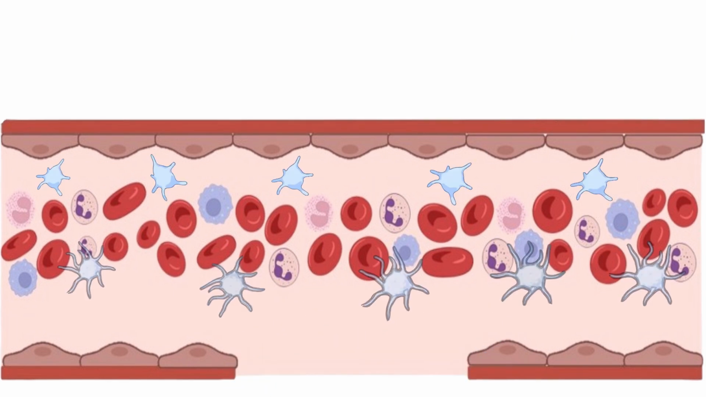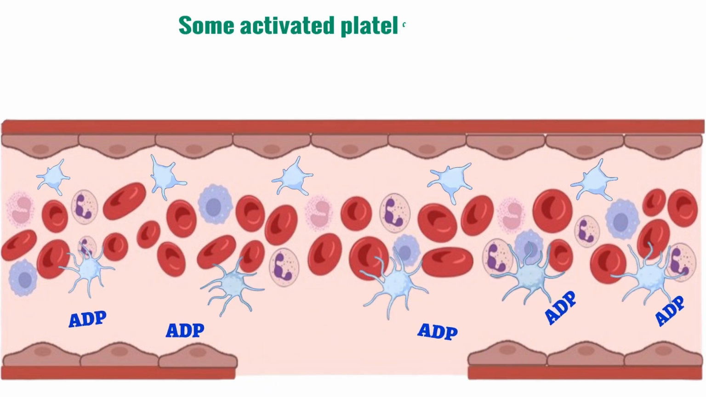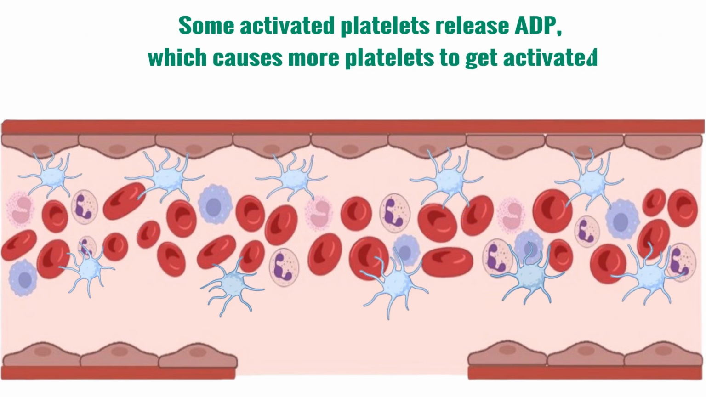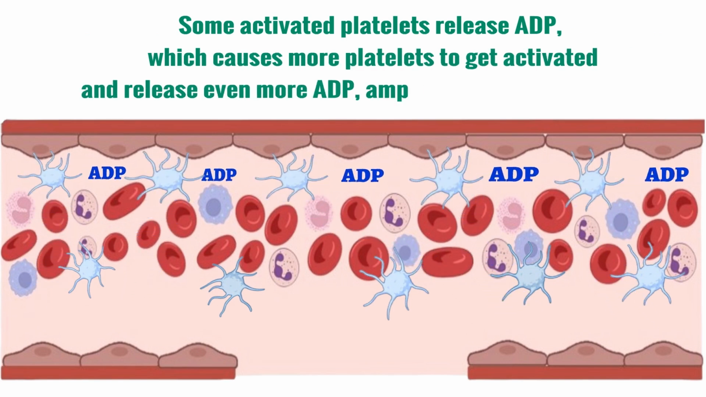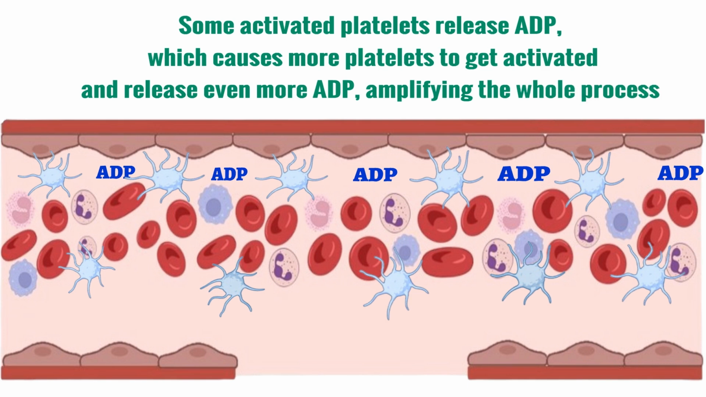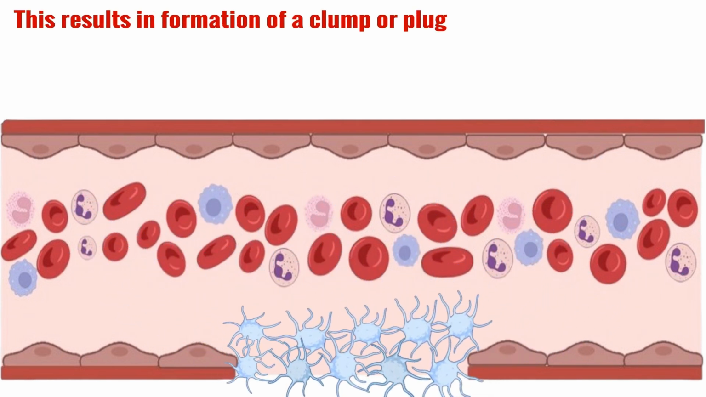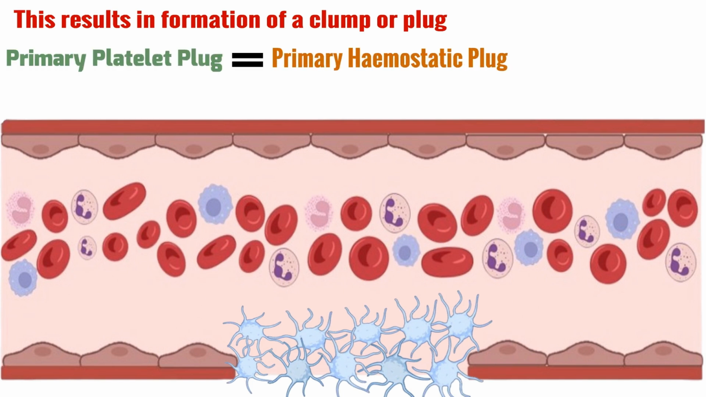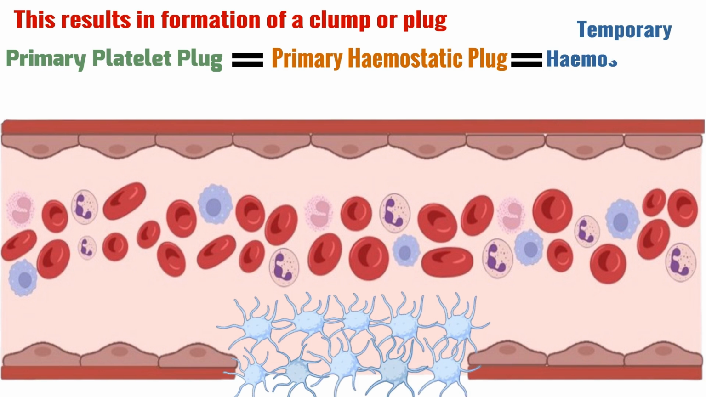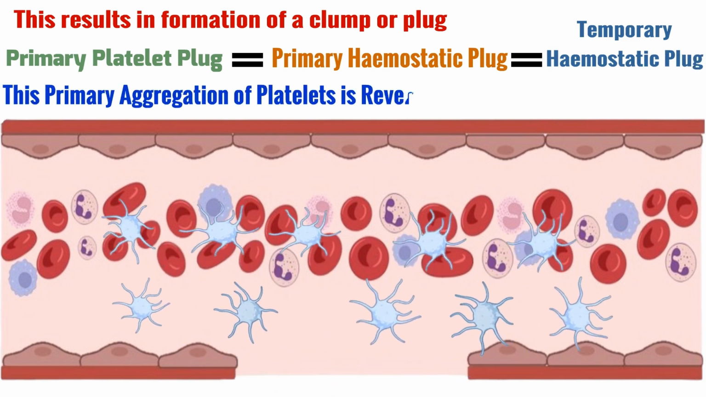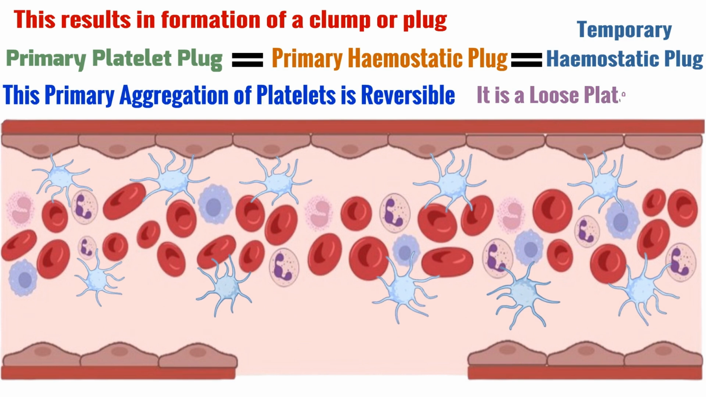Here's the beauty. Some activated platelets release ADP, which causes more platelets to get activated and release even more ADP, amplifying this whole process. This results in the formation of a plug or clump known as a primary platelet plug or primary hemostatic plug, also called a temporary hemostatic plug, because this primary aggregation of platelets is reversible and it is a loose platelet plug.